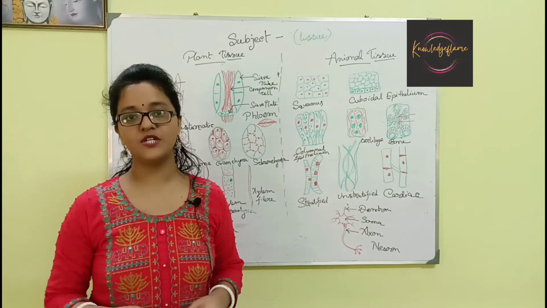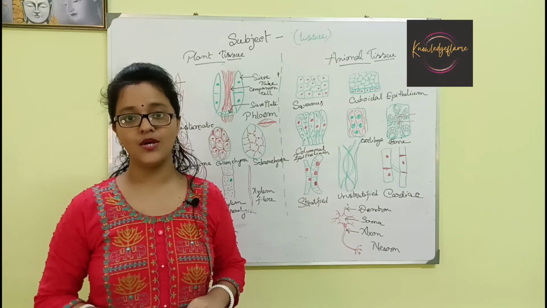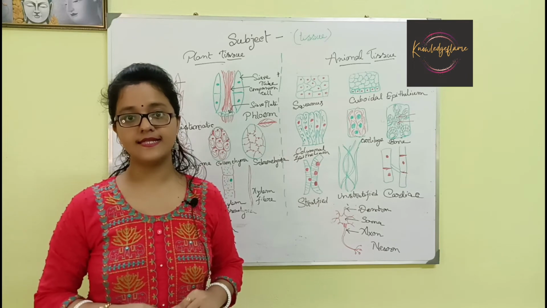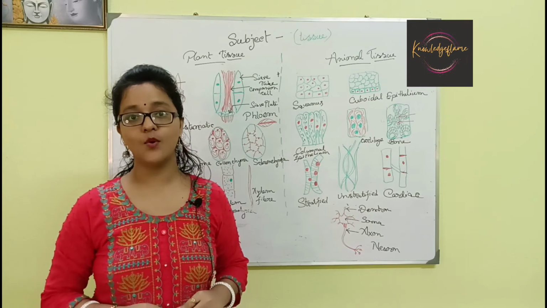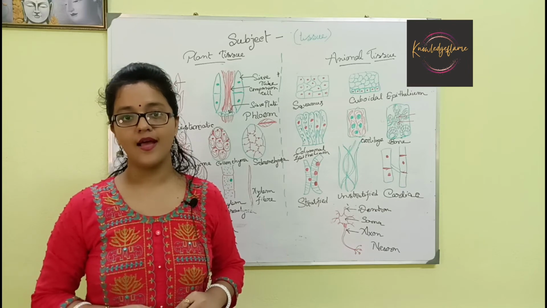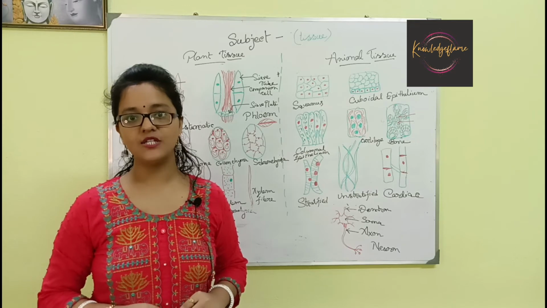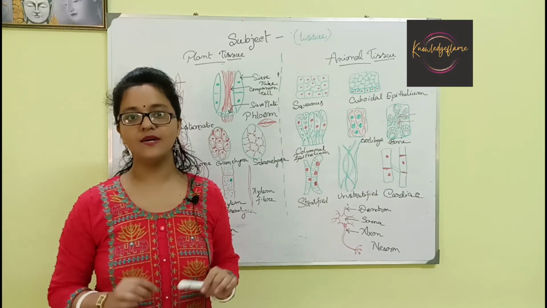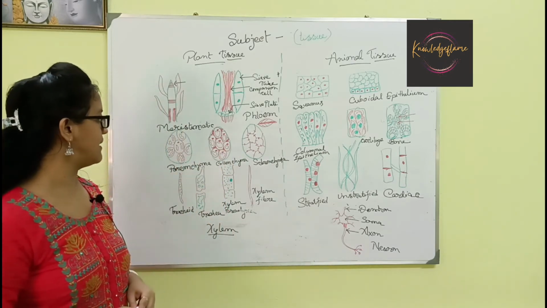The second type of tissue is permanent tissue, and beneath the meristematic tissue there is permanent tissue. When there is a single type of cell, this is simple permanent tissue. When there is more than one type of cell, this is complex permanent tissue. Simple permanent tissue is of 3 types: parenchyma tissue, collenchyma tissue and sclerenchyma tissue. Parenchyma tissue is like that. This is collenchyma and this is sclerenchyma.